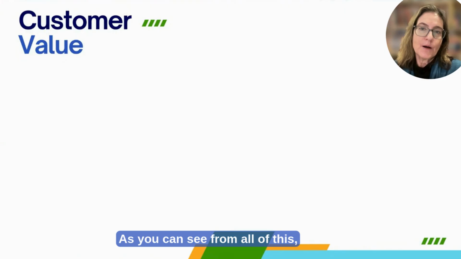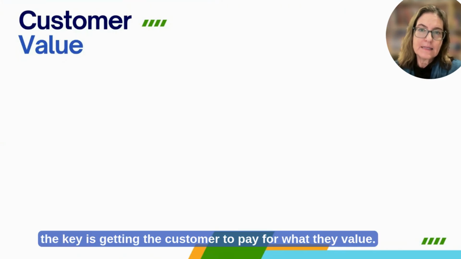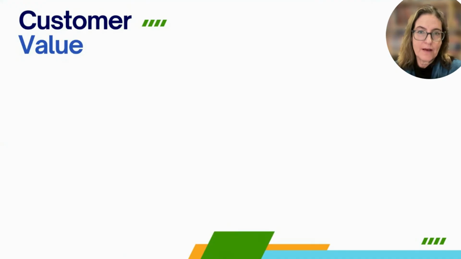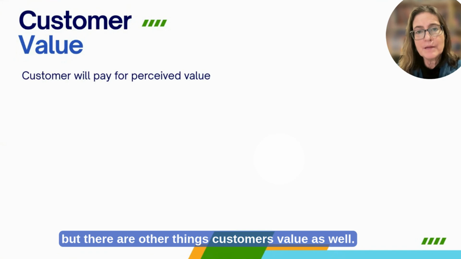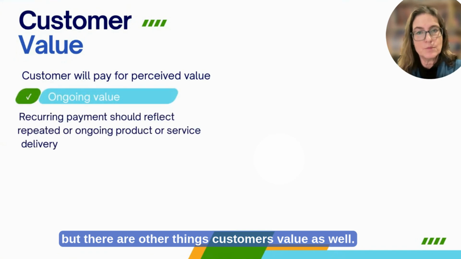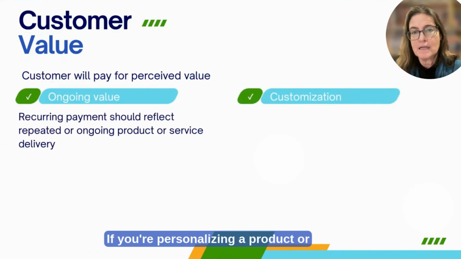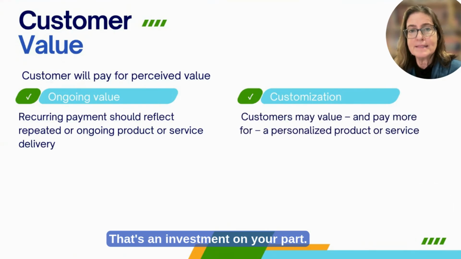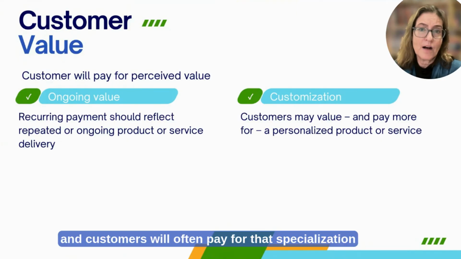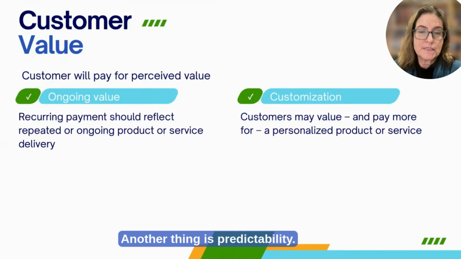As you can see from all of this, the key is getting the customer to pay for what they value. So we've already talked about recurring value and recurring payments, but there are other things customers value as well. If you're personalizing a product or customizing a service, that's going to take you time. That's an investment on your part. You should ask for, and customers will often pay for, that specialization.